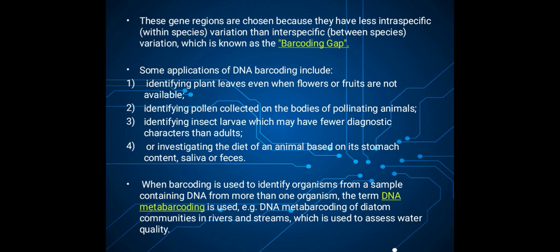Some applications of DNA barcoding include identifying plant leaves even when flowers or fruits are not available, identifying pollen collected on the bodies of pollinating animals, identifying insect larvae which may have fewer diagnostic characters than adults, or investigating the diet of an animal based on its stomach contents, saliva, or feces. When barcoding is used to identify organisms from a sample containing DNA from more than one organism, the term DNA metabarcoding is used. DNA metabarcoding of diatom communities in rivers and streams is used to assess water quality.